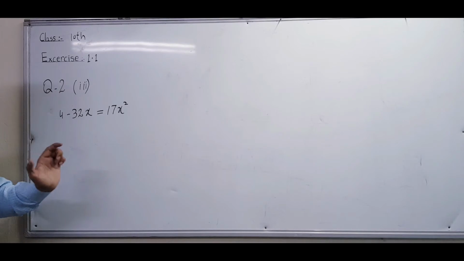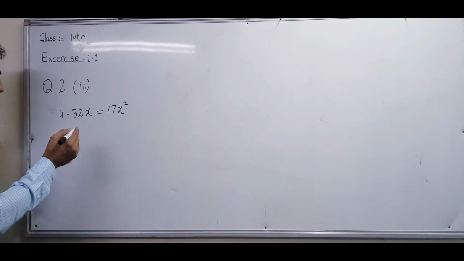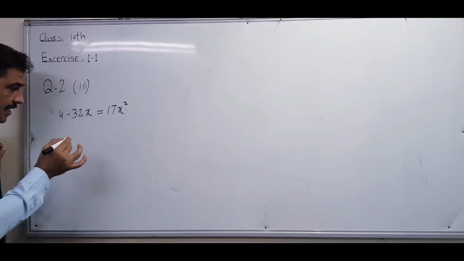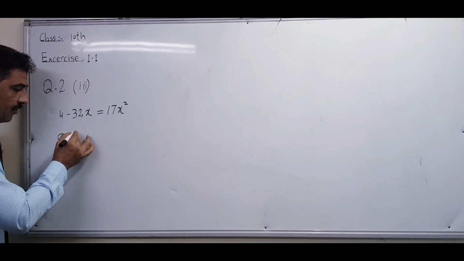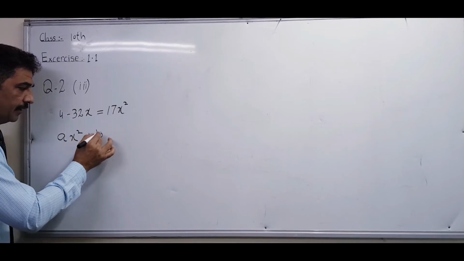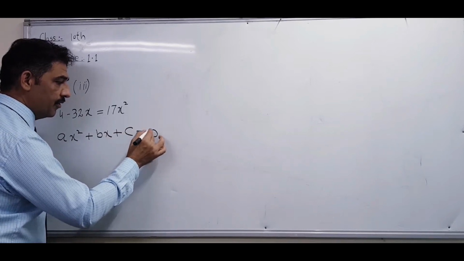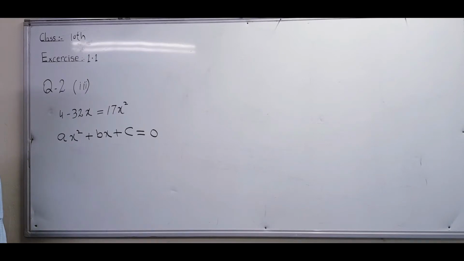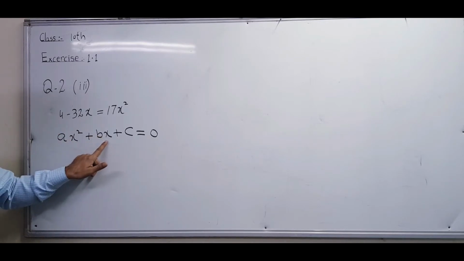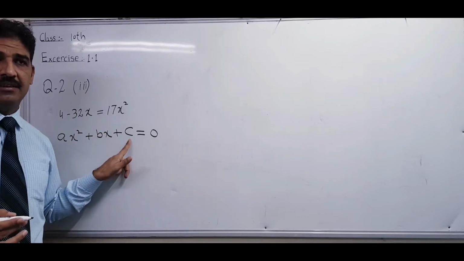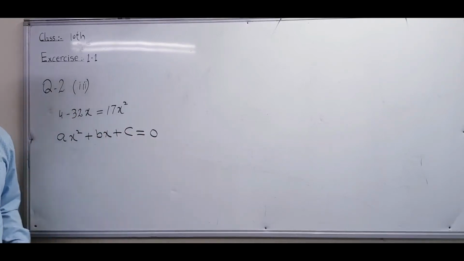And what is the standard form? The standard form is ax square plus bx plus c equal to 0. That is the standard form. So according to standard form, the first term has x square, the second term has x, and the third term c means constant, then equal to 0. So we have to rearrange this equation in such a way that it changes into standard form.